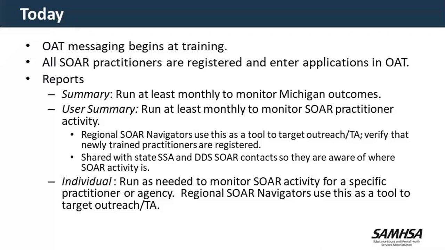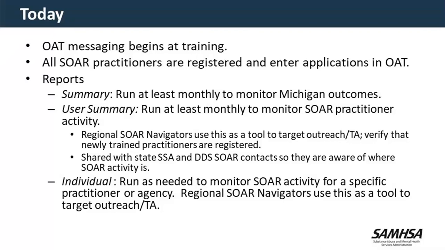So in Michigan, there are SOAR regional navigators assigned to the four main regions of the state, and they will review the tracking in OAT to see what's going on and see if there's any trends happening across their region so that they can follow up individually if they notice a decrease in approvals, or if medical summary reports are not being submitted with applications. They can provide follow-up and technical assistance and training opportunities.